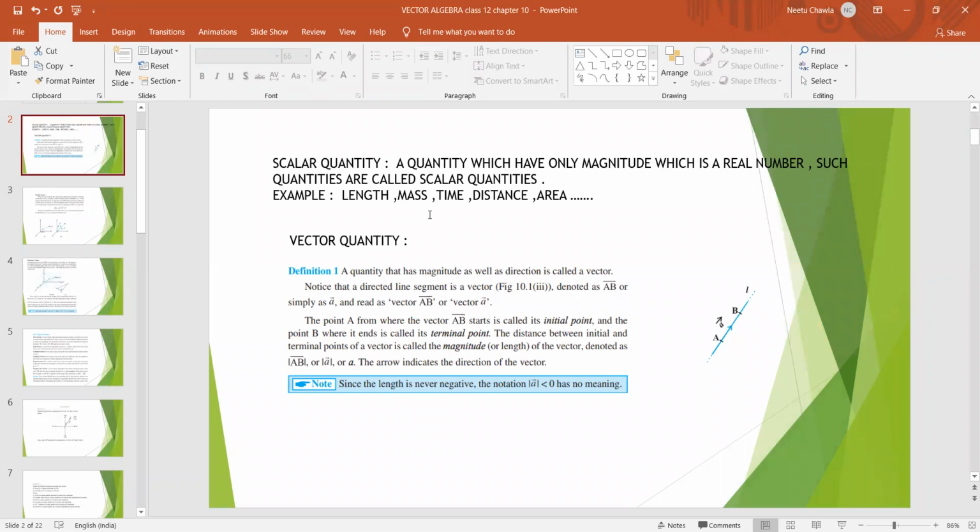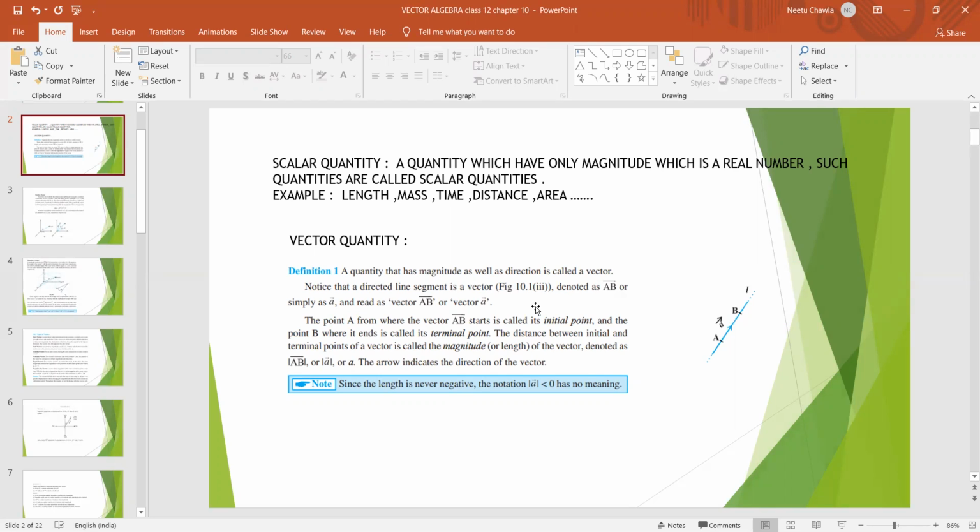So it's a scalar quantity, which you have already read in class 9th. A quantity which has only magnitude, which is a real number, such quantities are called scalar quantities. Examples: length, mass, time, distance, area, in which we only have some real value, but we do not know in which direction it is going.